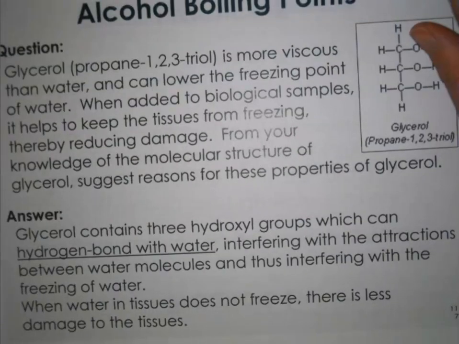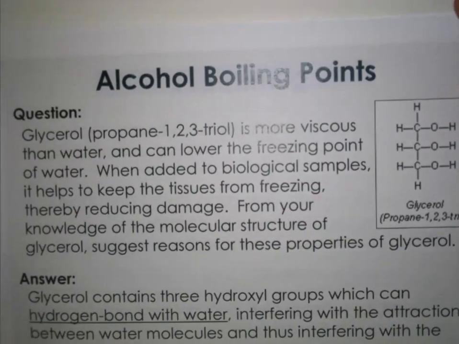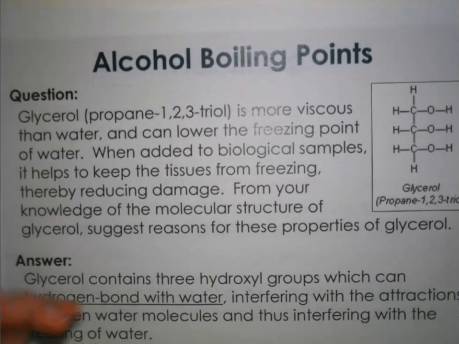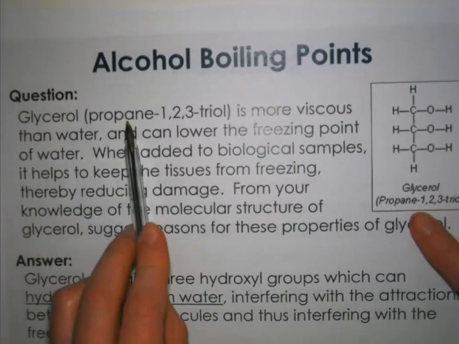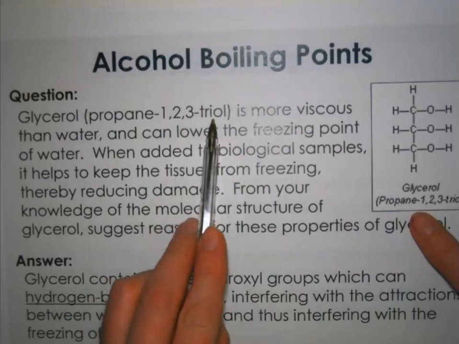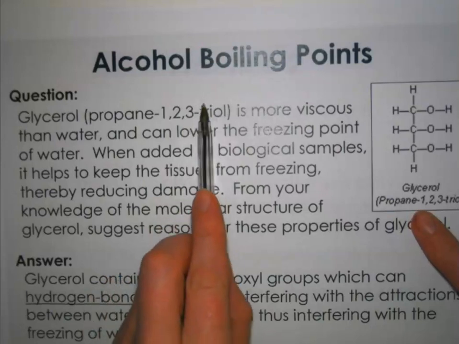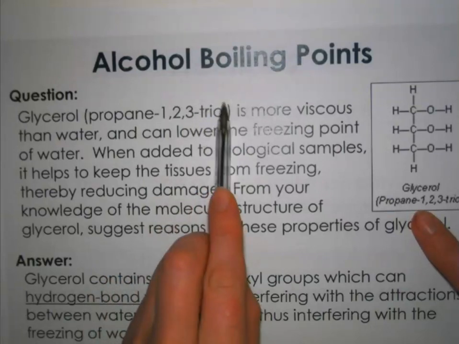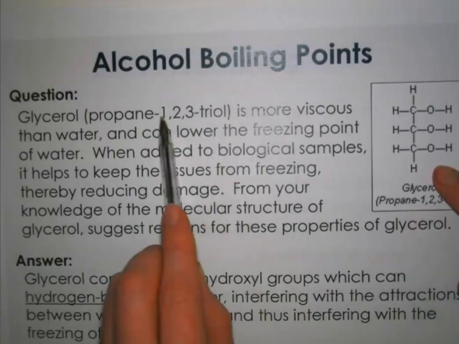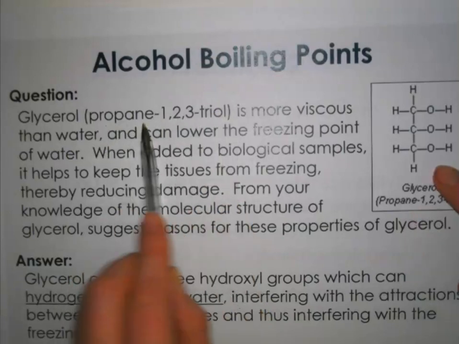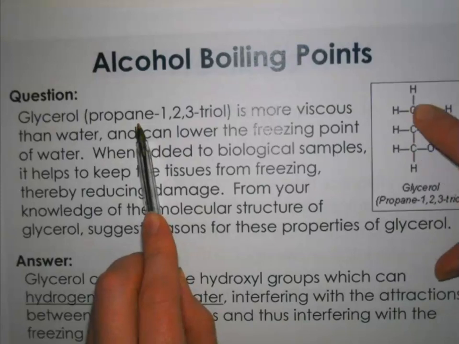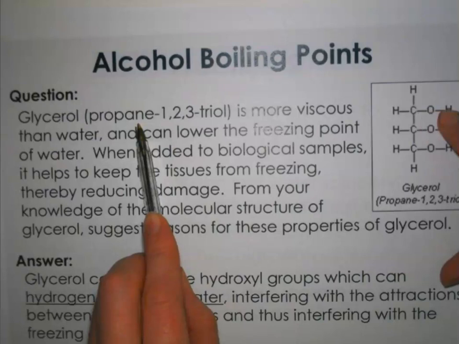Okay, we did that already. One more question about alcohol boiling points. We have glycerol, which is propane-1,2,3-triol. So remember what that means. We have three alcohol groups, or hydroxyl groups, located on each of the three carbons in propane. So here you can see the structure. We have the three-carbon chain. Each carbon has a hydroxyl group off of it.